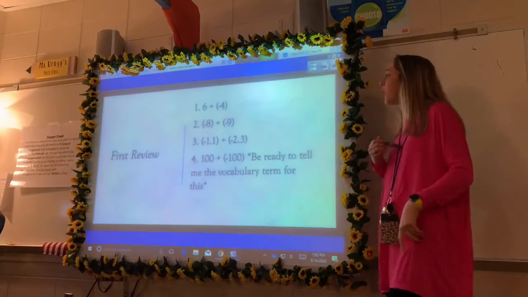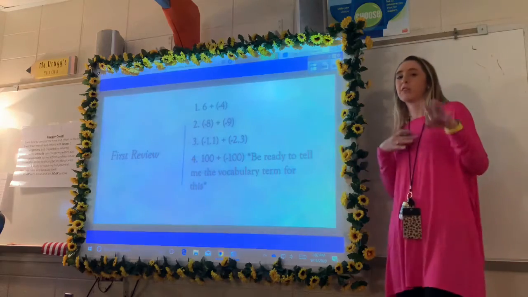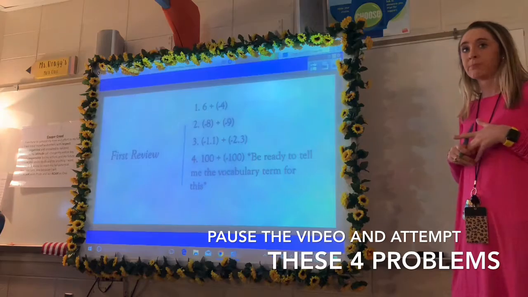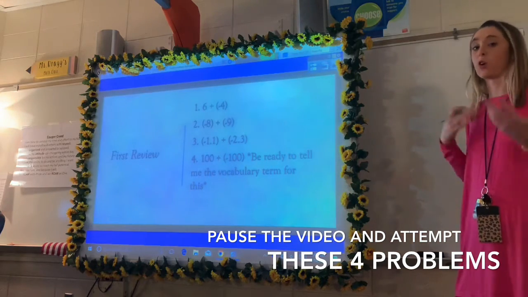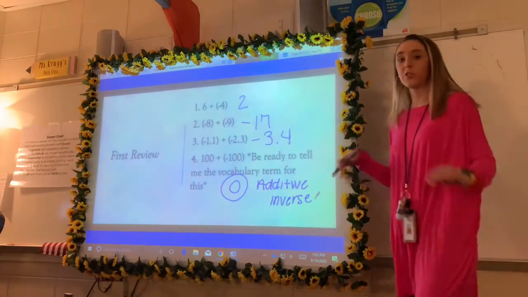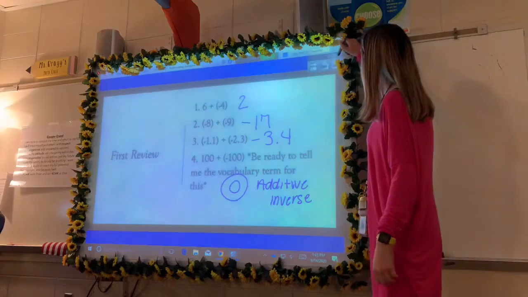All right, so first review. On your handout, if you have these notes or if you're looking at them, these four are just review questions to practice your adding skills that we have already done. So you can go ahead and look at those and do them. All right, so there's those four answers. So hopefully you were able to work them out and then look at them and you did good. All right, so moving on.